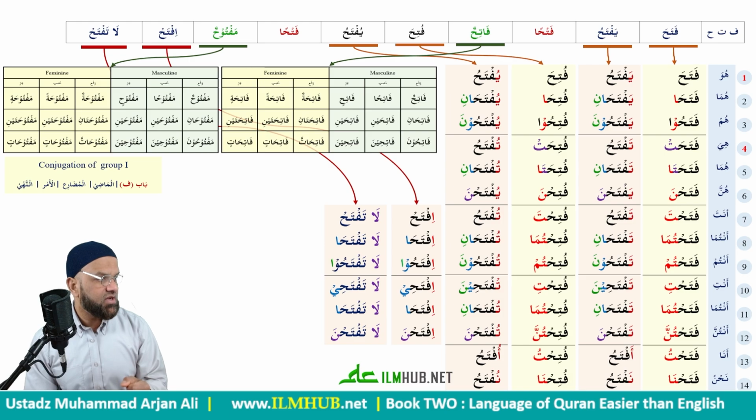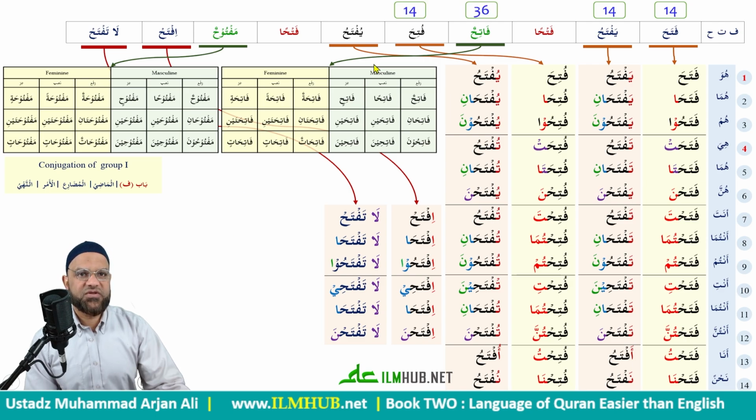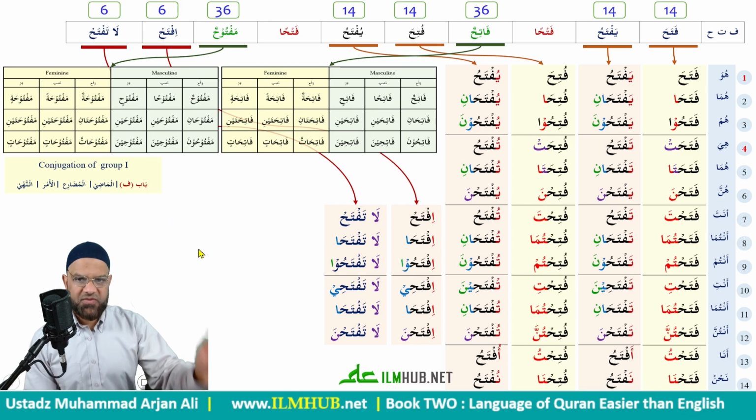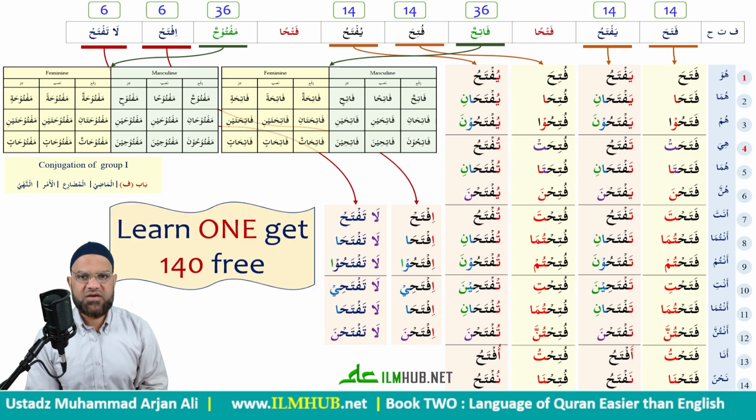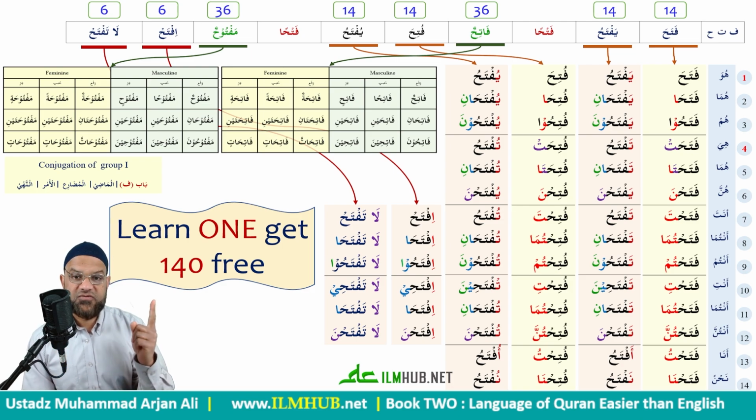So you can see, alhamdulillah, a huge amount of words that are conjugated from this root. So 14 for the first, 14 for the second, 36 here for this one, 14 here for that one, 14 for this one, 36 for that one, this one here. And then, of course, we have 6 here and we have another 6 there. So if you just count that, you will get about 140 words. And so I keep on telling the students, learn one, get 140 free. You can't go wrong, right?